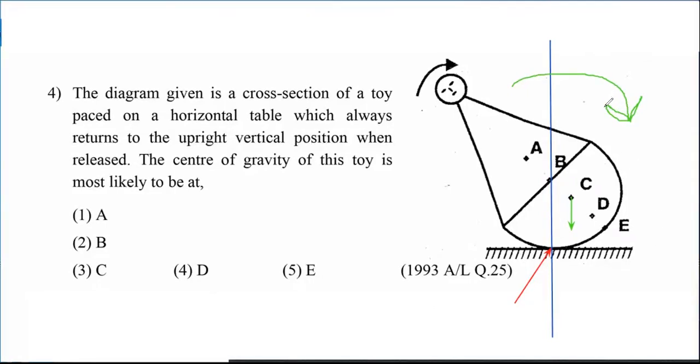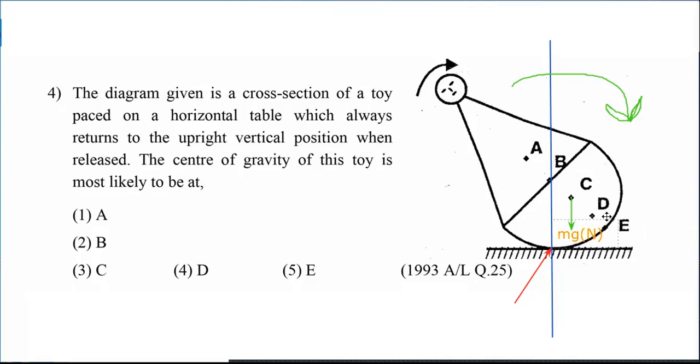Moment is force into perpendicular distance. If the force is mg, due to the mg force, the toy will be rotated into the clockwise direction if it is acting through the point C. Am I right here?